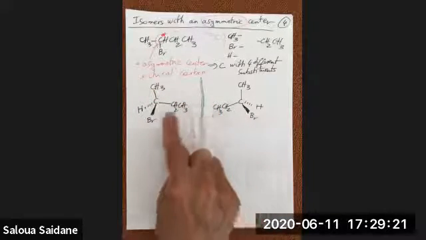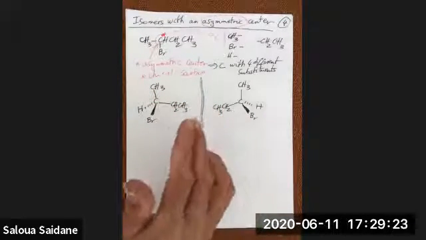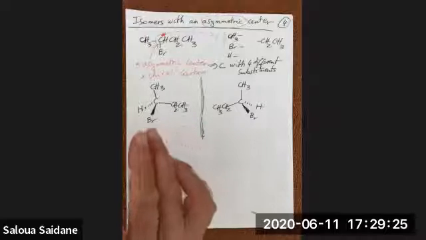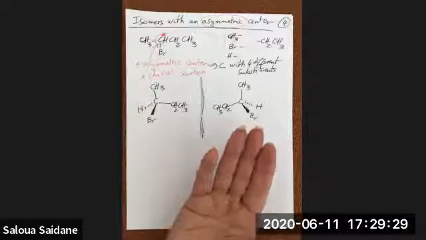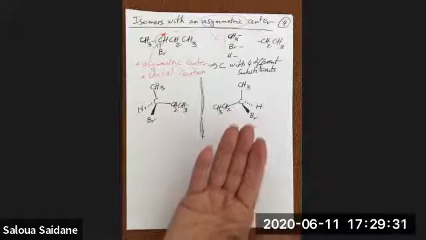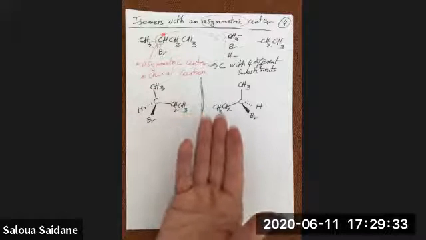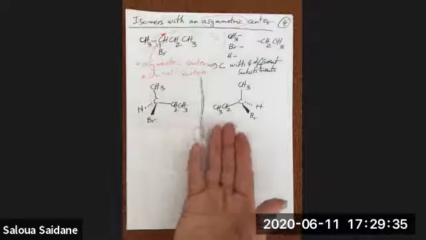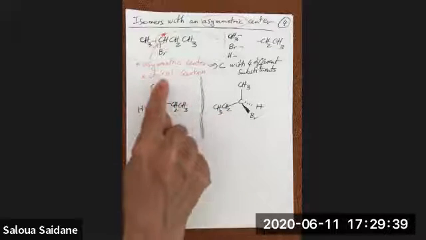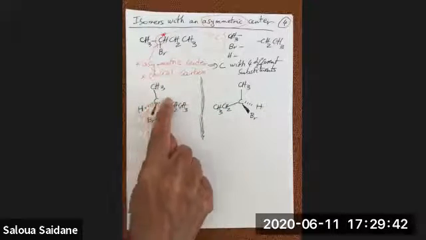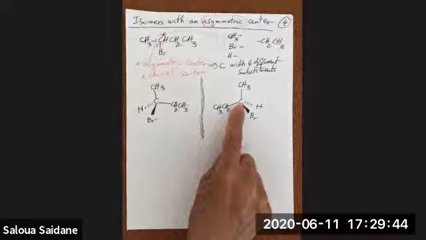So they're not superimposable. So it's like your hands. They're not superimposable. So these are called chiral molecules. Chiral means it has a mirror image. So it's a chiral carbon, which means that carbon has a mirror image of itself.